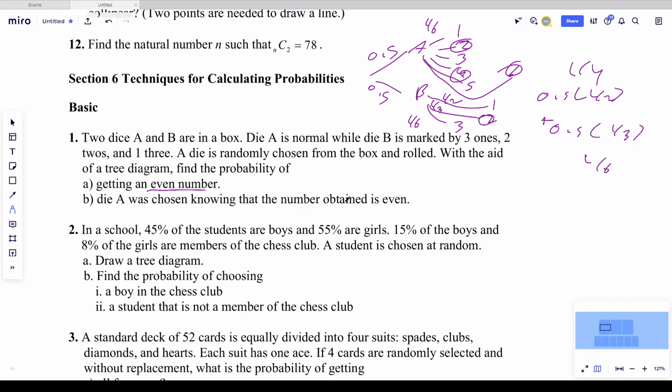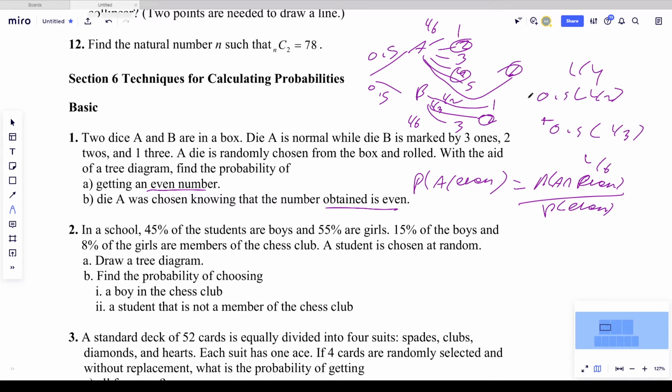And that is actually used in the next step, because they said that in part B, die A was chosen knowing that the number obtained is even. What's the probability of that, basically? So when you say knowing or given, you immediately think of probability of A given B. So probability of die A, given that the number is even, is probability of A intersection even over probability of even. Usually in this kind of question, the probability of B is calculated in the previous parts. So here we already have this. It's 1/6 plus 1/4, whatever the answer is.